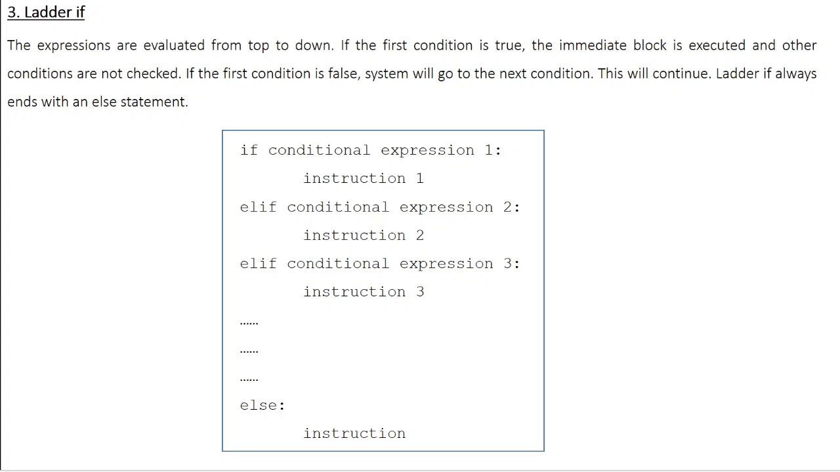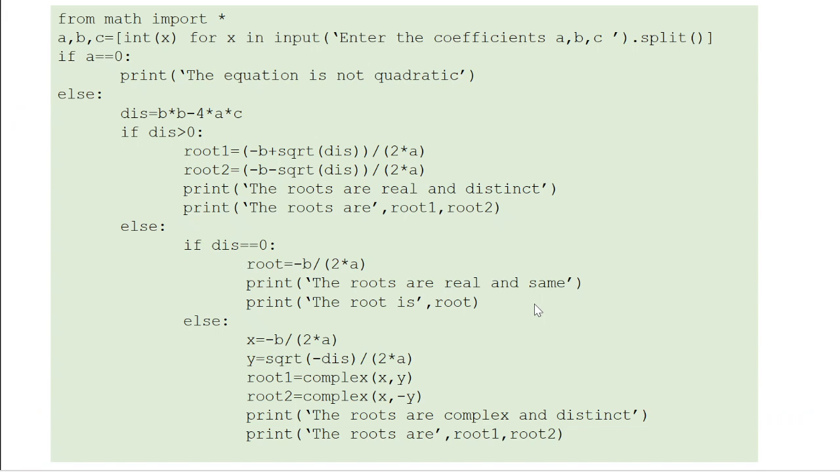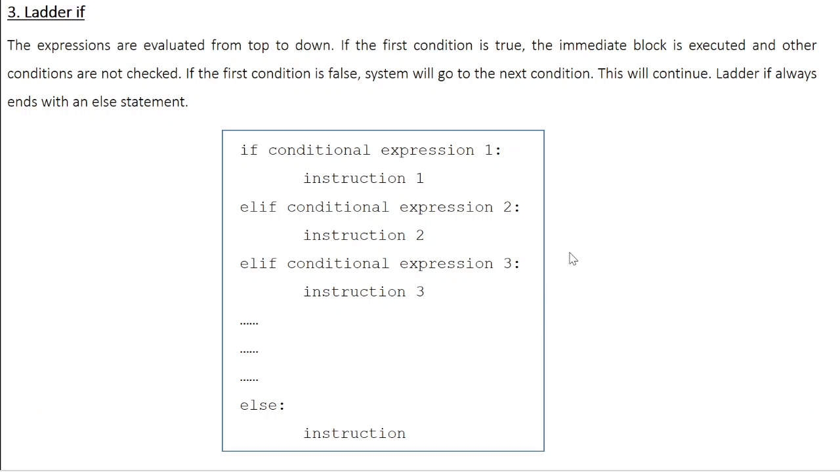And the third one is ladder if. Once again, you have a large number of if-else statements. You can club them using the ladder if. So if you notice the nested if here, if you look at this block, you have an else followed by an if. Right? So instead of writing them in two separate lines, I club the else and if together. Else plus if, this will become elif. So elif is the keyword for ladder if.